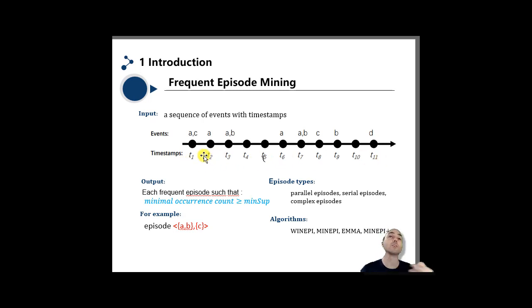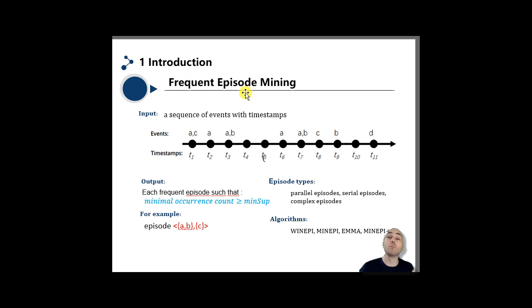What this sequence means is that over time we have some events like AC at time 1, followed by A at time 2, AB at time 3, time 4, 5, 6, and so on. This could be a sequence of events in a computer system, or the sequence of what people buy in a store. We can try to analyze this data to find patterns that we call episodes.